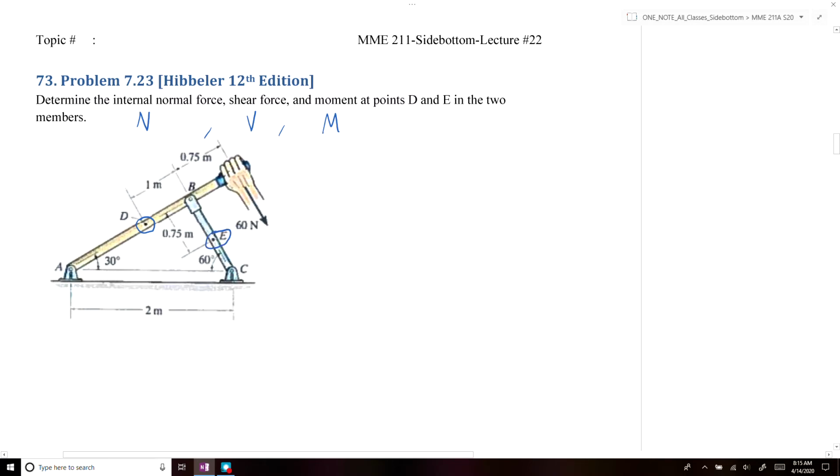Okay? So to solve this problem, we first need to solve for our reaction or unknown forces within our members. To find the unknown forces within our members, we need to draw our free body diagrams of our two components. So we need to draw our free body diagram of BC, and we're going to draw our free body diagram in a second of ADB. Alright, so we're going to start off with the free body diagram of BC.